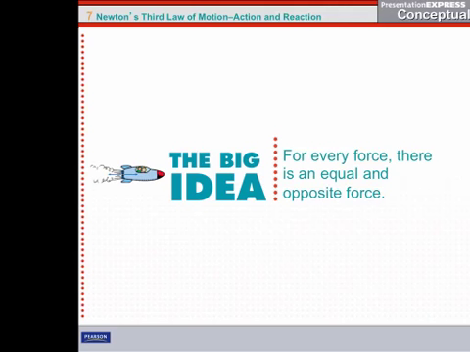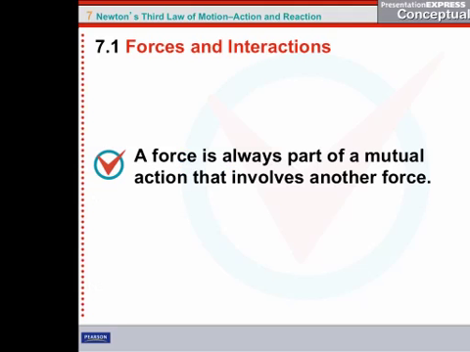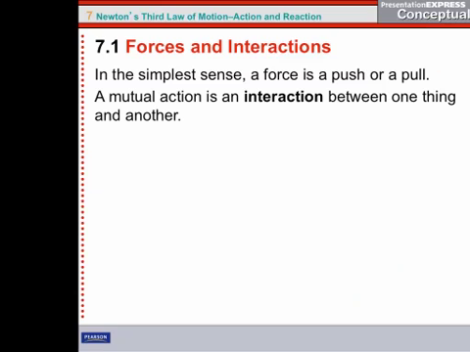Chapter 7, Newton's third law of motion, action and reaction. The big idea: for every force there is an equal and opposite force. Whenever there's a force, there's always another force. They're always in pairs. There's a mutual force that acts together.